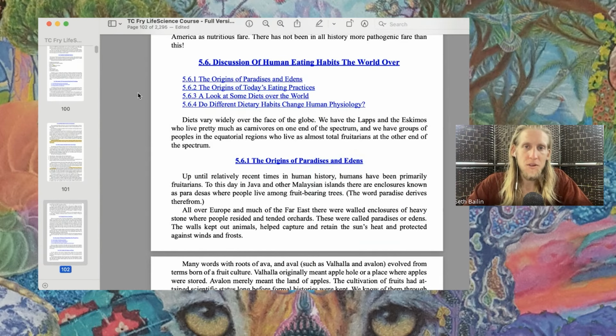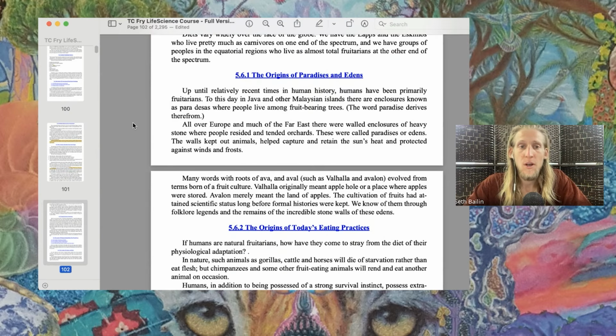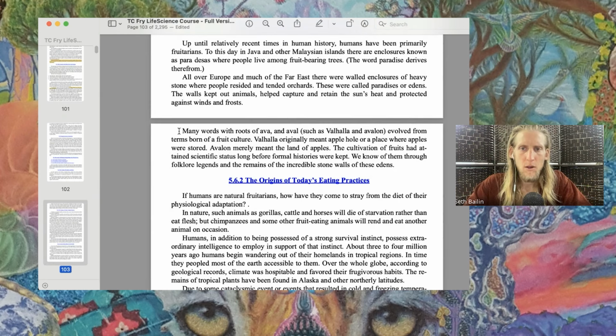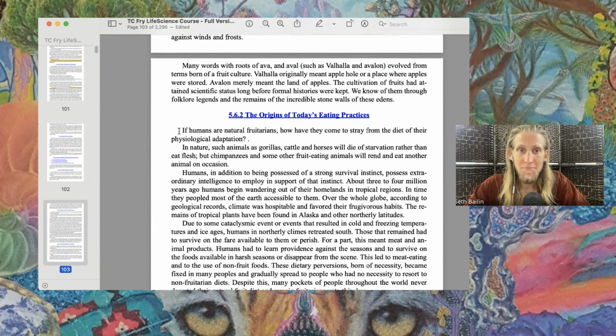So they go into the origins of paradises and Edens, which are where you find orchards. Cultures with the AVA root, Va, Ava, Valhalla, and Avalon, refer to fruit. Avalon meant the land of apples. It's very interesting. And again, in the Garden of Eden, Genesis 1, fruit eaters.